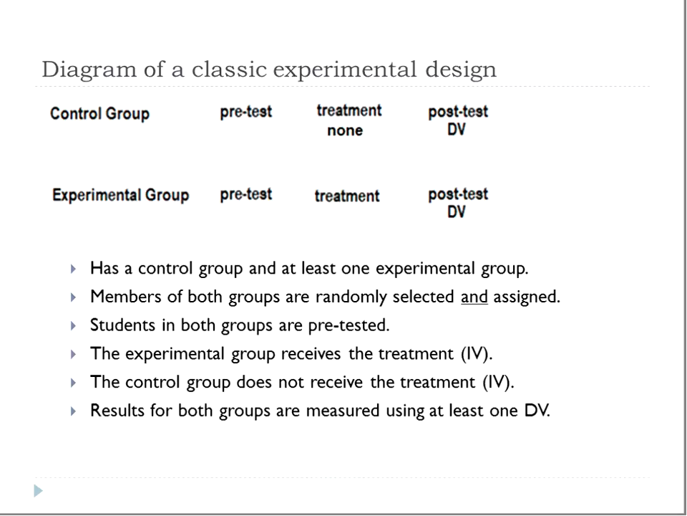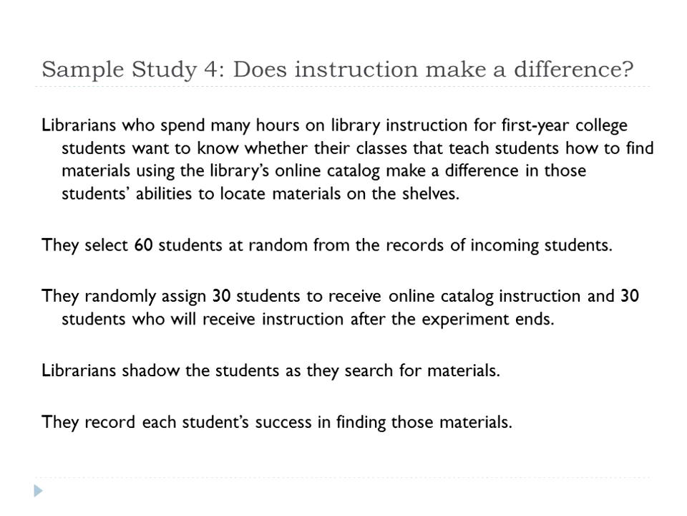When you're doing an experiment with 2 groups, your control group gets the pretest, it does not get the treatment, and it gets the post-test. Your experimental group gets the same pretest, gets the treatment, and gets the same post-test. So, again, you have to have a control group and at least one experimental group. Members of both groups are randomly selected and assigned. Students in both groups are pre-tested. The experimental group receives the treatment. The control group does not receive the treatment, and results for both groups are measured using at least one dependent variable.